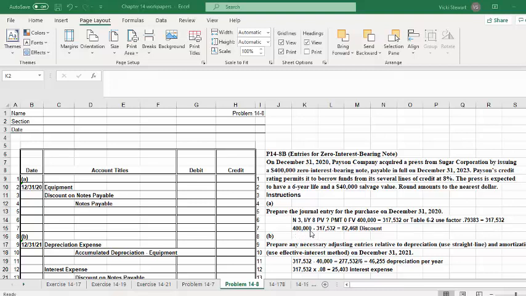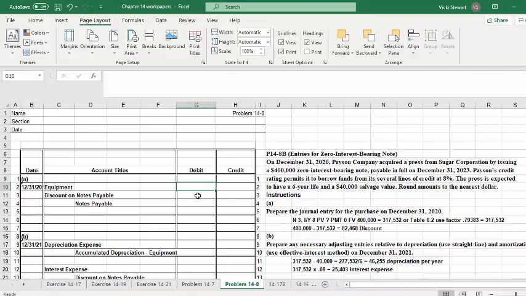Next, we need to determine the amount of the discount. The face amount of the note is $400,000. The present value is $317,532, so the difference is the discount, $82,468.